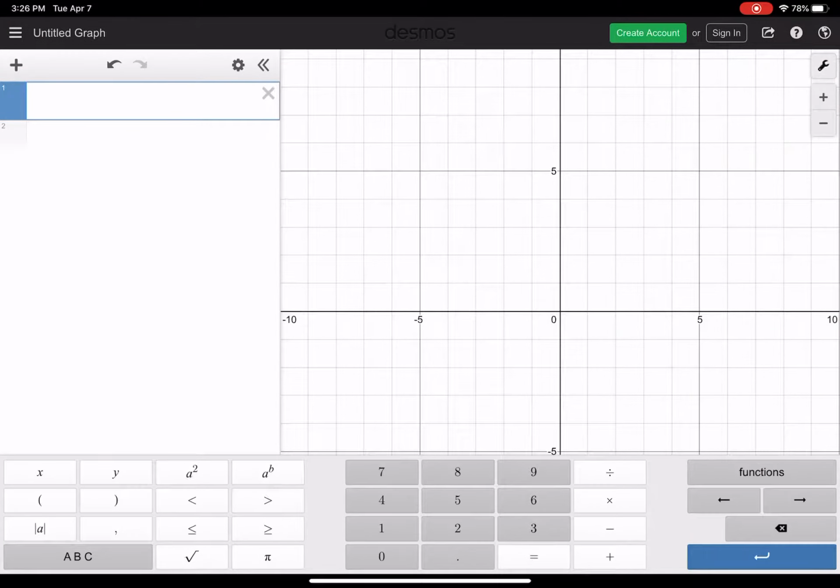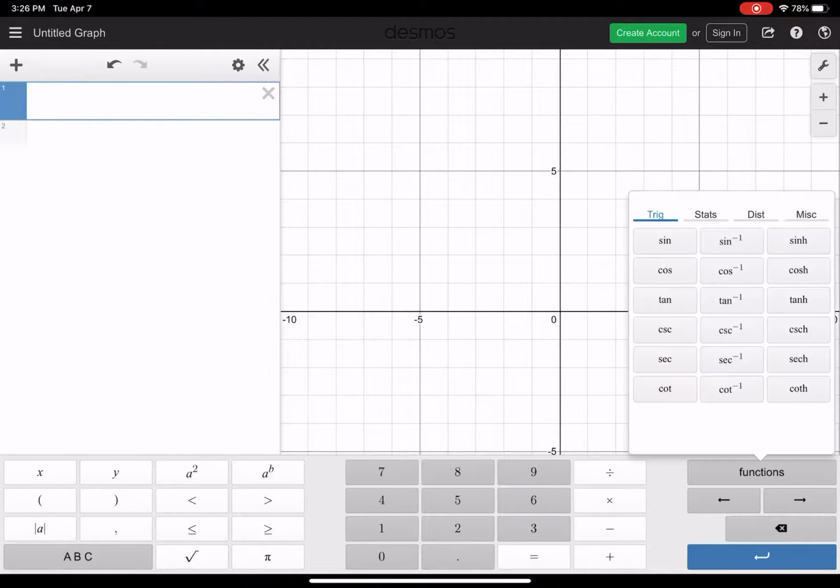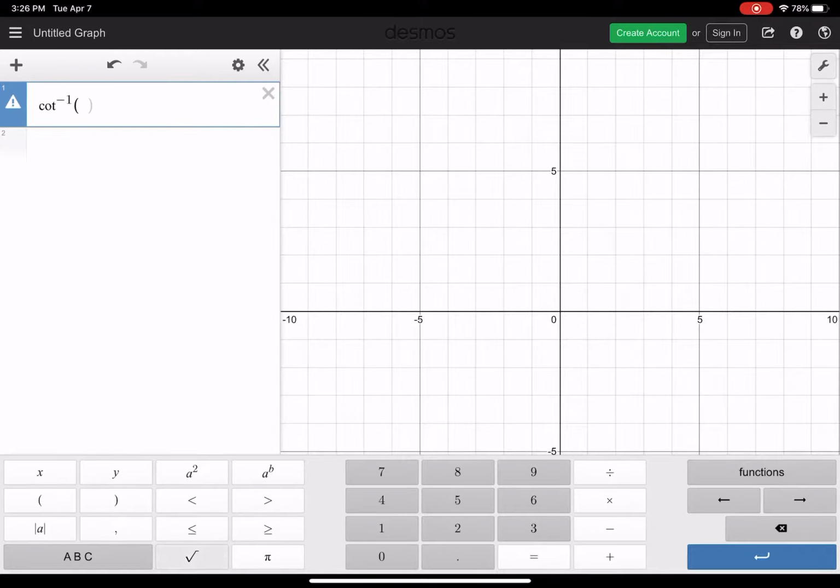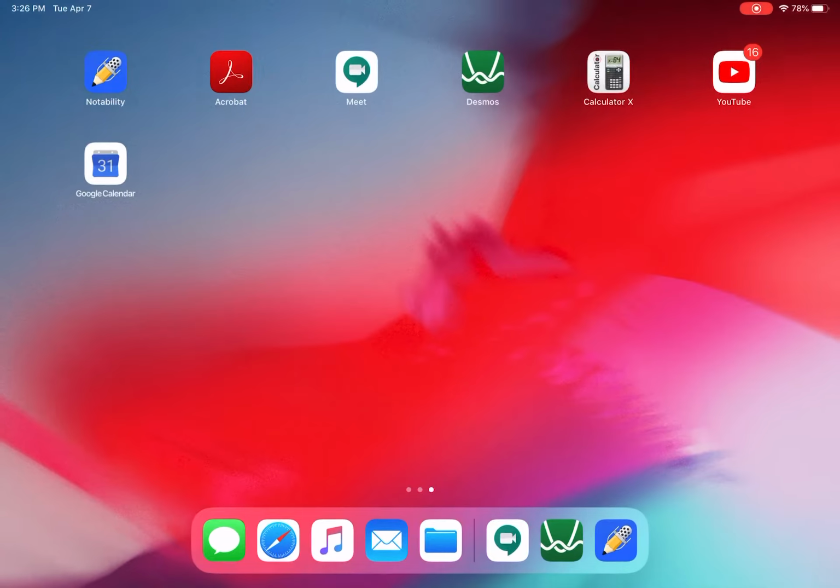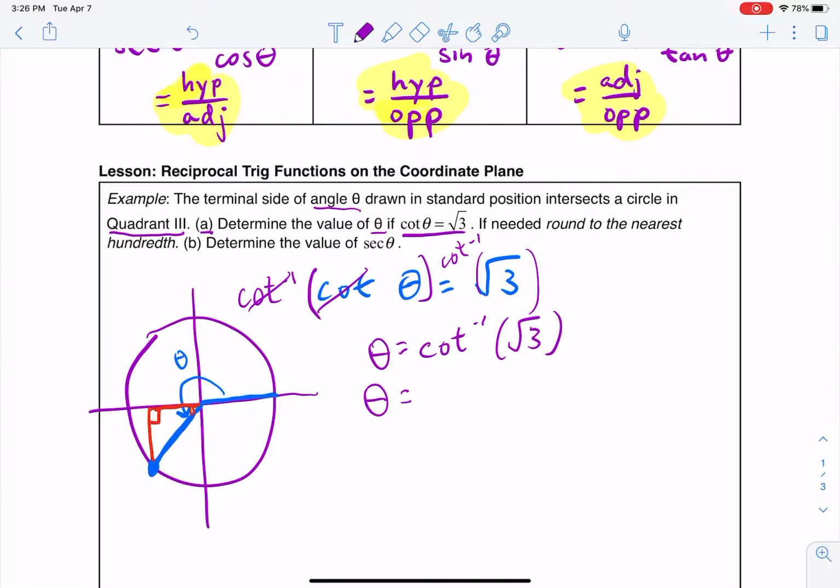So we want to make sure we're set in degrees. We are. We look in the functions menu to find cotangent. Now I'm just going to put in square root of 3. And we see that that's a 30-degree angle. All right, let's come back and look at our circle and see where that angle is located. So we're told theta is 30 degrees.